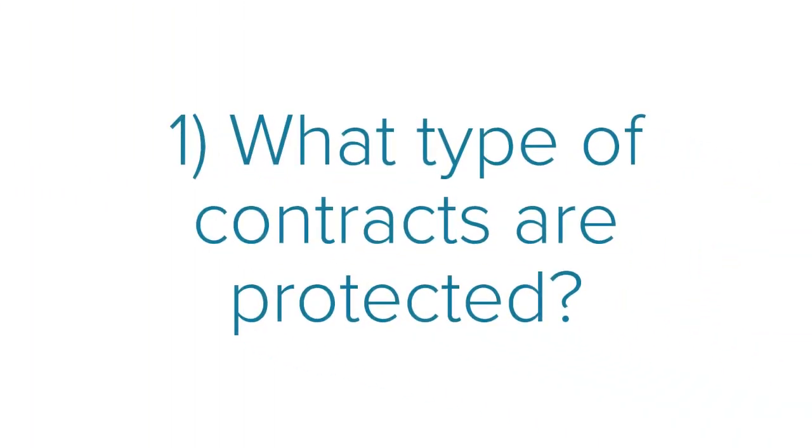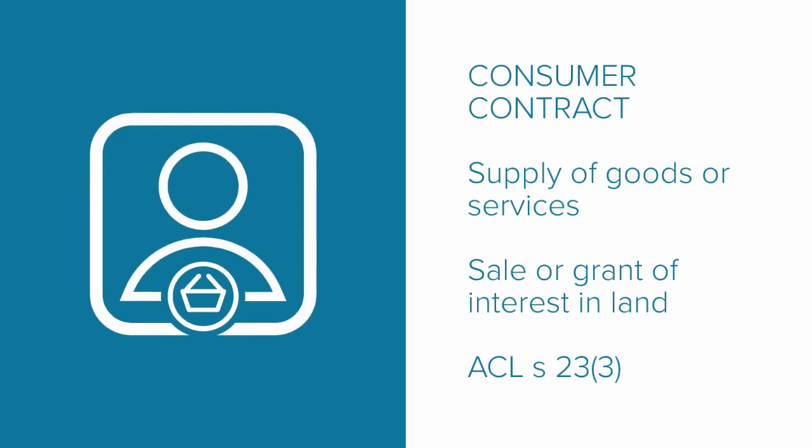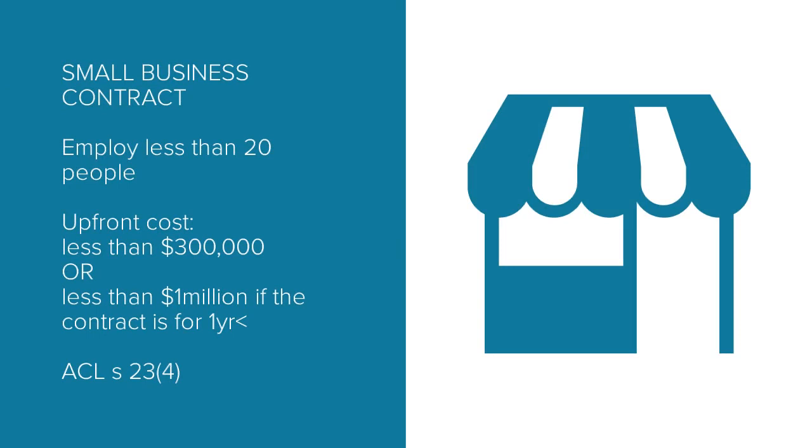So what type of contracts are protected under these provisions? This provision applies to consumer and small business contracts. A consumer contract is a contract for either a supply of goods or services or a sale or grant of interest in land. A small business contract is similar to that of a consumer contract. However, the business must employ less than 20 people, and the upfront cost must either be less than $300,000 or, for a contract that is more than 12 months, less than $1 million.